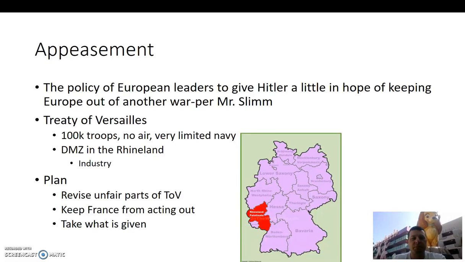The Treaty of Versailles limited Germany to 100,000 troops, no air force, and a very, very limited navy. They also declared the Rhineland, as you see on the map there, a DMZ, a demilitarized zone. No military is allowed to occupy that. That gives France the opportunity, if Germany is throwing away the ideas of the Treaty of Versailles, to come in and completely take over.